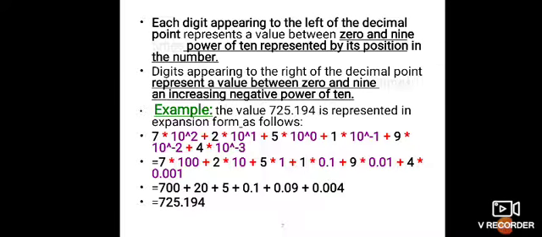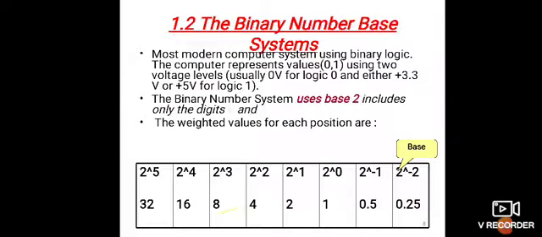Then for 0.194, we will start from the 10 to the power minus 1 position. So 1 into 10 to the power minus 1, plus 9 into 10 to the power minus 2, plus 4 into 10 to the power minus 3. In the expanded form, it will be 0.1 plus 0.09 plus 0.004. So summing them up, we will get our number 725.194.